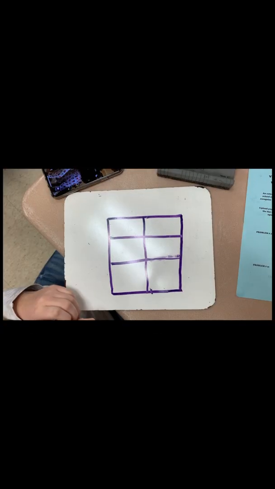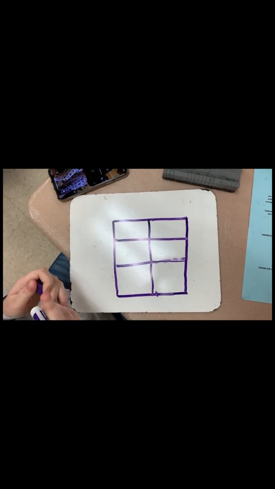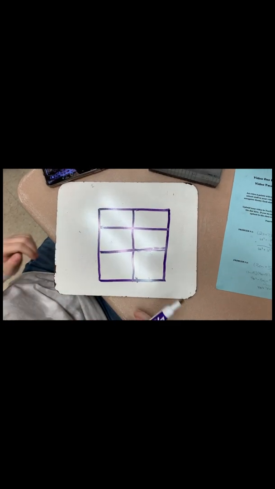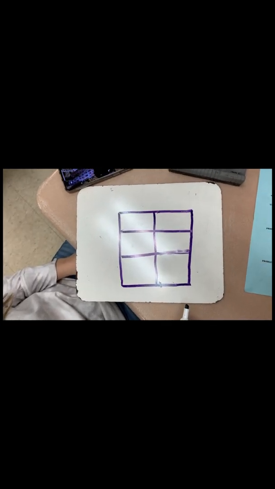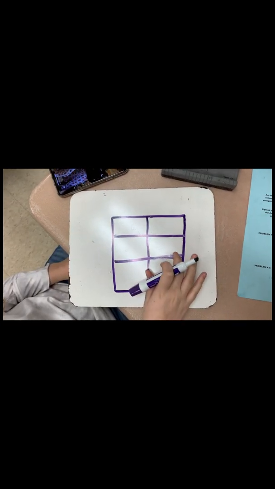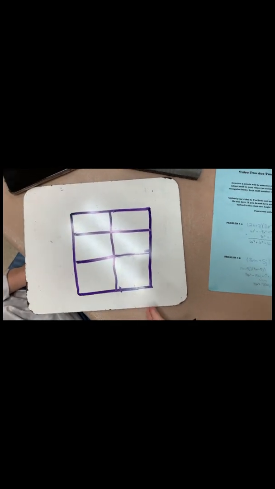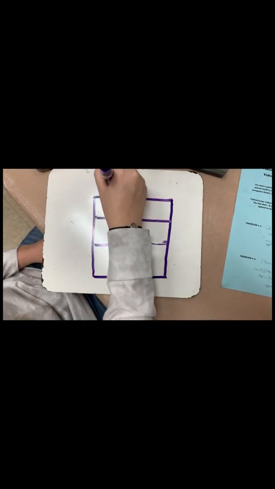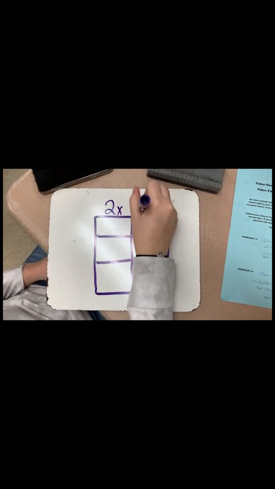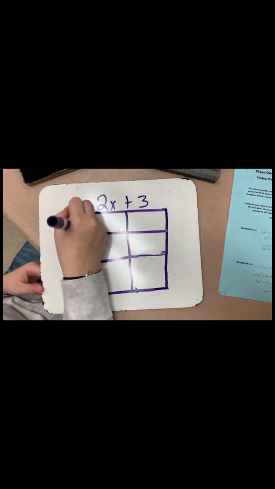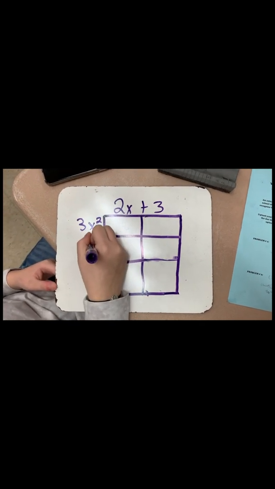The last method you can use to multiply polynomials is the box method. Since we are doing a binomial by a trinomial, you have to create a 2 by 3 box. If it were a trinomial times a trinomial, you would do a 3 by 3 box, etc. You then line up your binomial with the 2 box side and then your trinomial with the 3 box side.